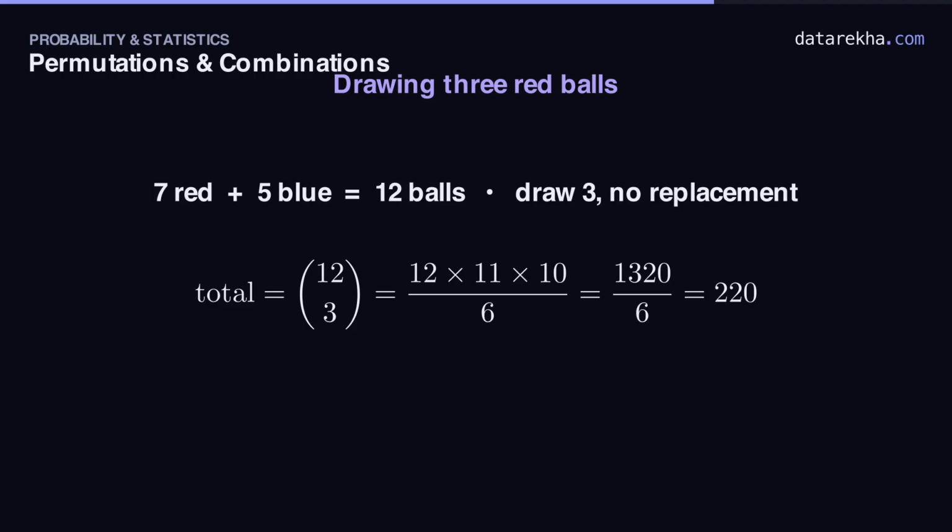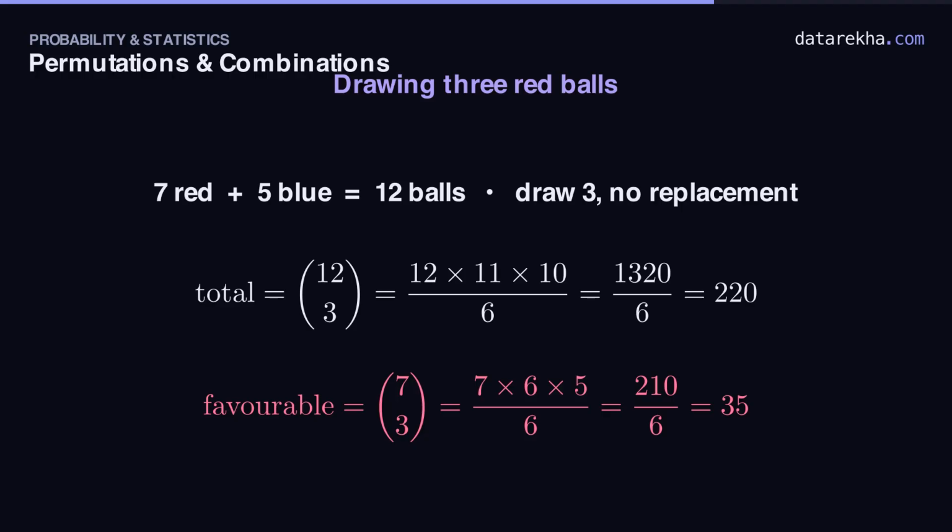The total number of 3-ball selections is 12 choose 3. The favorable selections are the ones with 3 reds, chosen from the 7 reds, 7 choose 3, which is 35. Probability is favorable over total, 35 over 220. Cancel a common factor of 5 and it tidies to 7 over 44, about 16%.